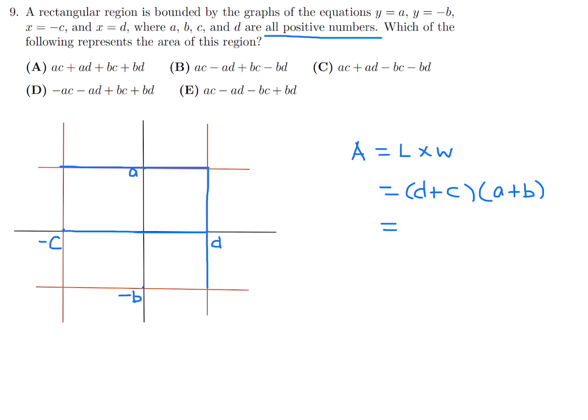And that's it. And I think they want you to expand it, so that's going to be AD plus BD plus AC plus BC, like that. All pluses. And the one that matches is choice A.